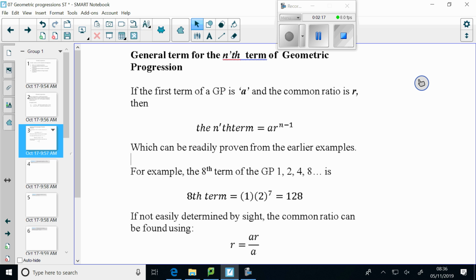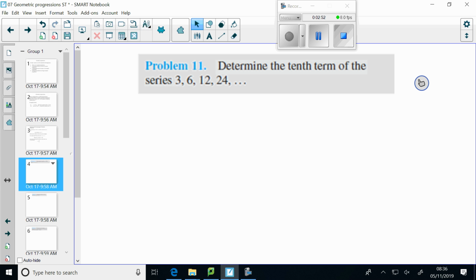Now, unlike arithmetic progressions, it's not always easy to see what the common ratio is. You can usually pick out fairly easily in an arithmetic progression how much we're adding or taking away on each term. That's not always so easy in a GP. So if you can't, you can find r from the formula r is equal to ar over a. So that will give you that.